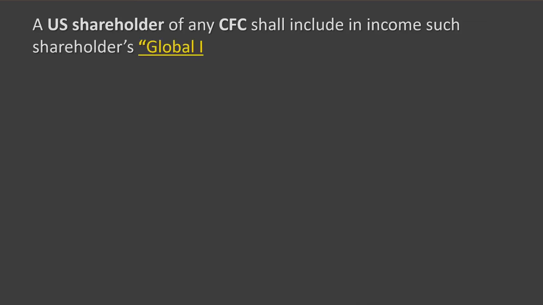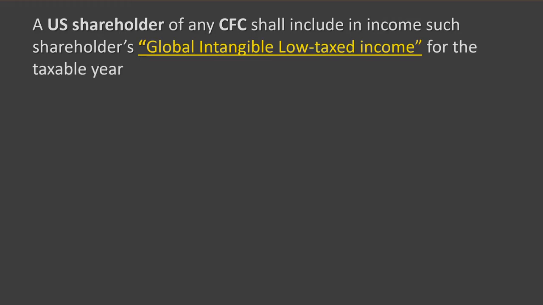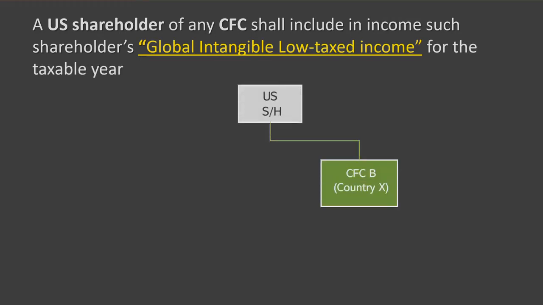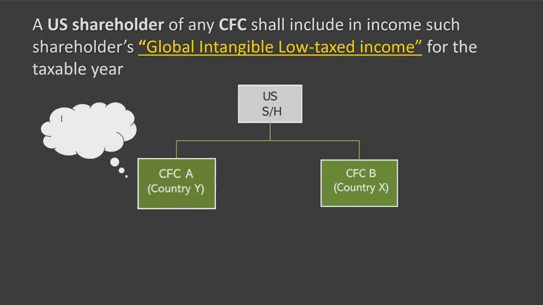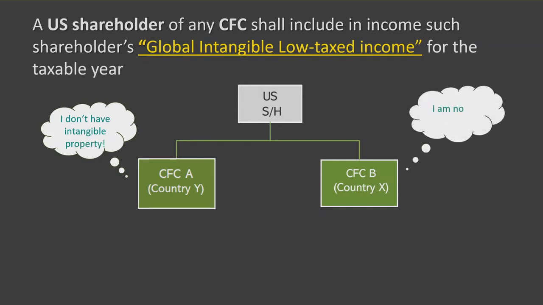951A says that a U.S. shareholder of any CFC shall include in income such shareholder's GILTI for the taxable year. So, let's say a U.S. shareholder has two foreign subsidiaries in country Y and X, and both are wholly owned CFCs. At first glance, it looks as if the provisions would apply to either a CFC with intangible property and/or a CFC located in a very low-taxed jurisdiction. However, neither of those characteristics are required for this provision to actually apply.